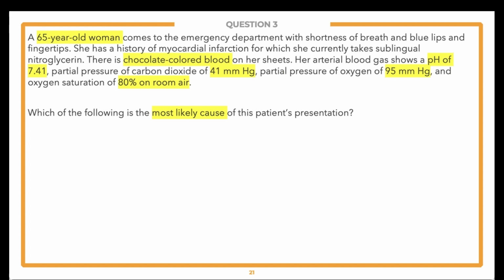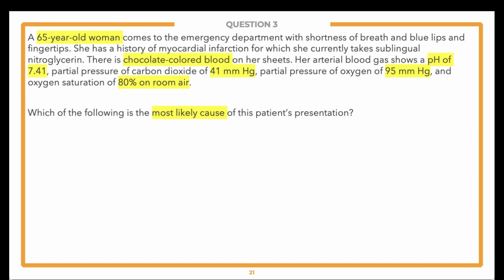Again, she's coming to the ED, right? So it's a little different. Blue lips, fingertips. That's some key important information here. She takes sublingual nitroglycerin. Ideally, I should highlight that as well. That's something important. So she has a history of MI, takes sublingual nitroglycerin, has blue lips and fingertips, and she has chocolate-colored blood on her sheets.